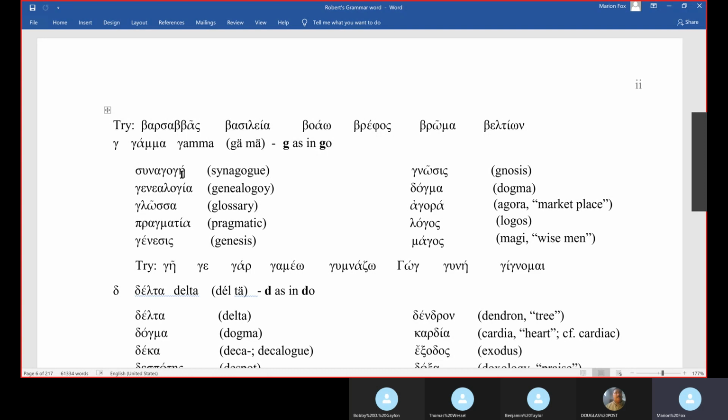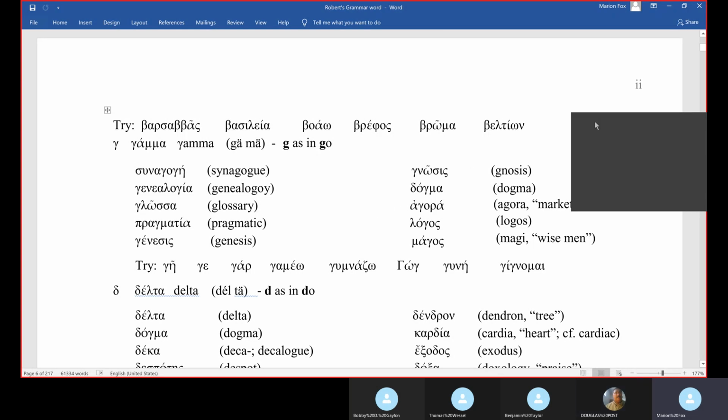So when you're translating it, you should put a line over the E here to distinguish it. Okay. All right, everyone okay?